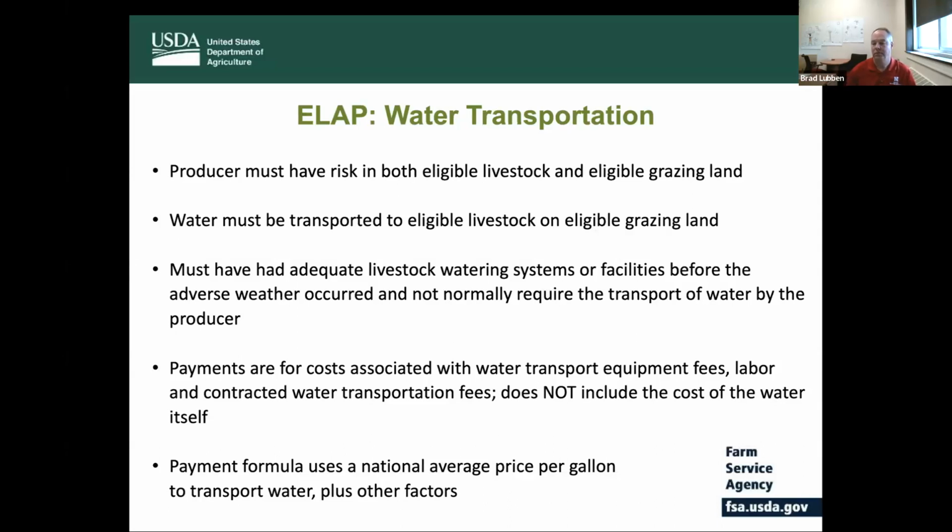What we look at as far as compensation in the payments are for costs associated with water transport equipment fees, labor, and contracted water transportation. We do not look at the cost of the water itself. When we look at how this formula works, the payment formula is going to use the national average price per gallon to transport water, and then some additional factors that are included.